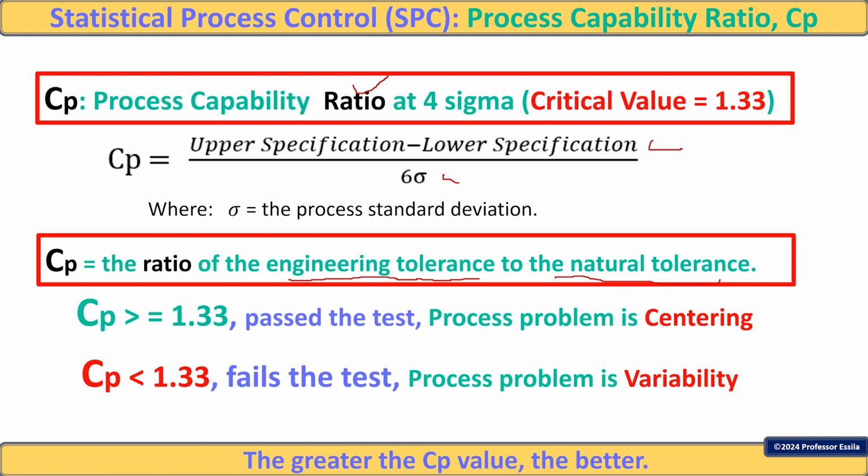So again, now the process has failed the Cpk test, and we are trying to figure out what is wrong. That's why we are using the Cp test. So if the process passed the Cp test, we say that the problem is centering. If the process failed the Cp test, we say the problem is variability. Again, we use the Cp only if the process has already failed the Cpk test, because the Cpk tests both variability and centering, and this one only tests variability.